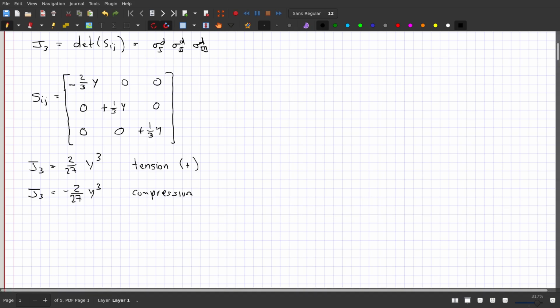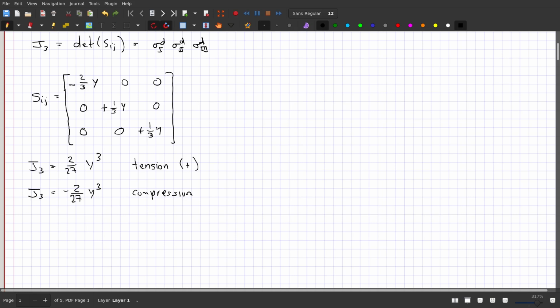So what J3 can be used for, or why it appears in the yield function, is that it can be used to delineate or have a yield surface that's different in tension or compression, right? And we'll see an example of that shortly, but that's what J3 could be.